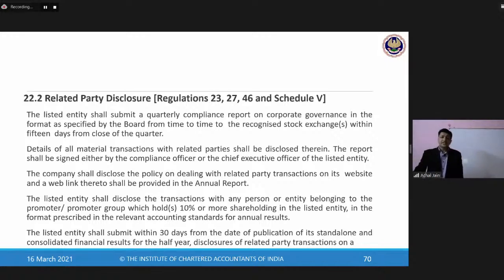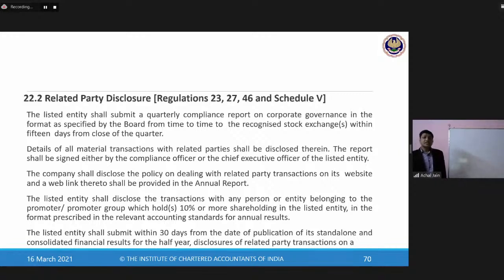The company shall disclose the policy on dealing with related party transactions on its website, and a web link thereto shall be provided in the annual report. So now the policy, if the company has been maintaining it in respect of dealing with related party transactions, and which is required to be maintained by the listed companies, will not only be given in the annual report, but will also be displayed on the website of the company.